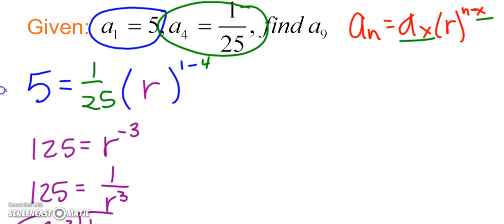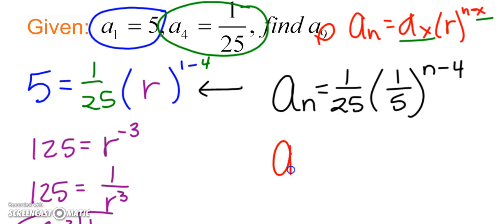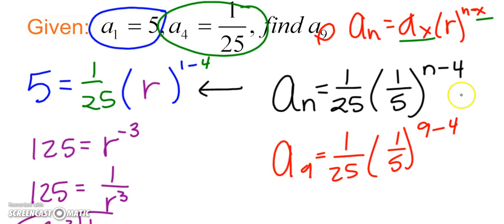Well, now that I have my r value, I'm going to go back to this formula that I already established in this structure, and say that a sub n is going to be equal to 1/25, my r value, to the n minus 4. So I want to find specifically a sub 9. So a sub 9 equals 1/25 times 1/5 to the 9 minus 4. So a sub 9 is going to come out to be 0.0000128.